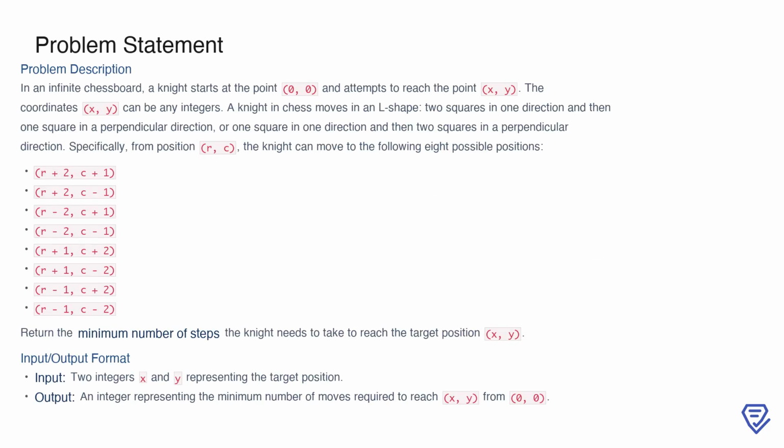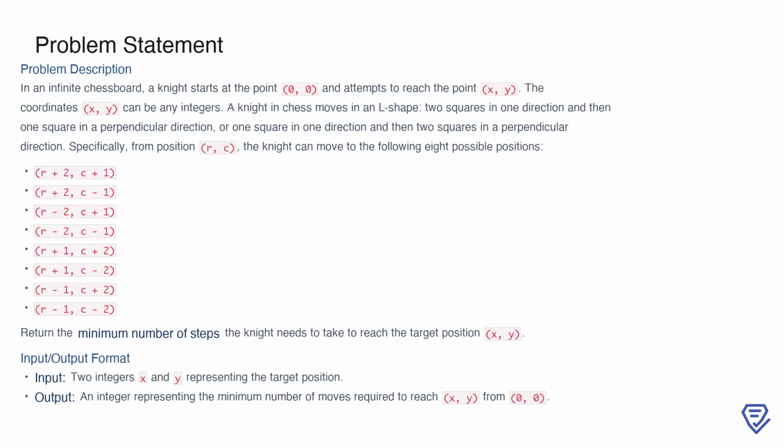In this problem, we are tasked with determining the minimum number of moves a knight needs to reach a specific target position on an infinite chessboard. The knight starts at the origin, which is the point 0, 0, and must move to a target position x, y. Now, recall that a knight in chess moves in an L shape. This means it either moves two squares in one direction and then one square in a perpendicular direction, or one square in one direction and then two squares in a perpendicular direction. From any position r, c, the knight has exactly 8 possible moves it can make. These are listed here, such as moving to r+2, c+1, or r-1, c+2, and so on.